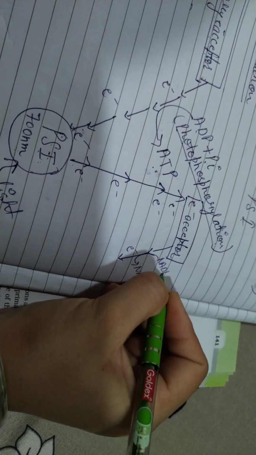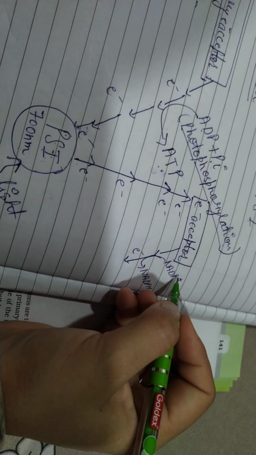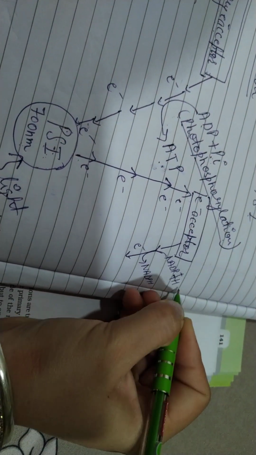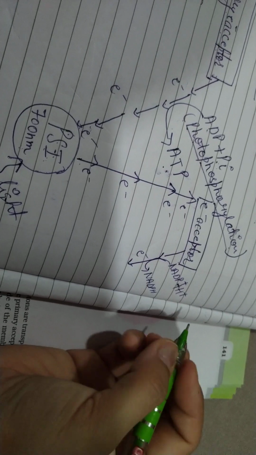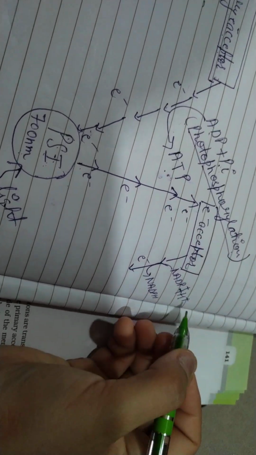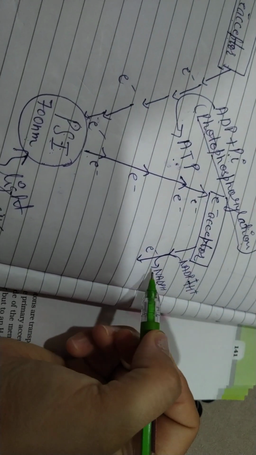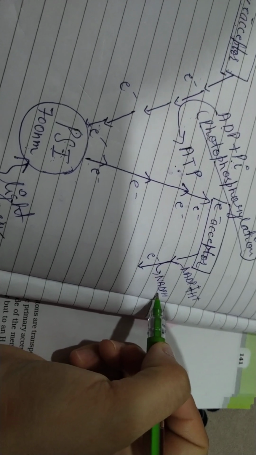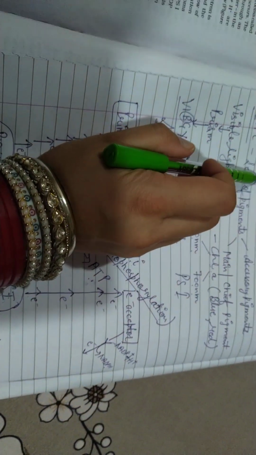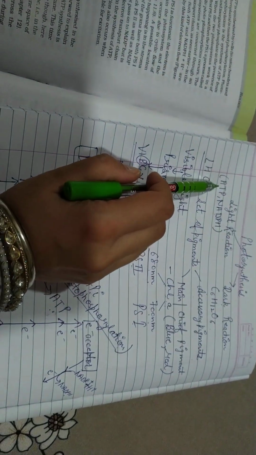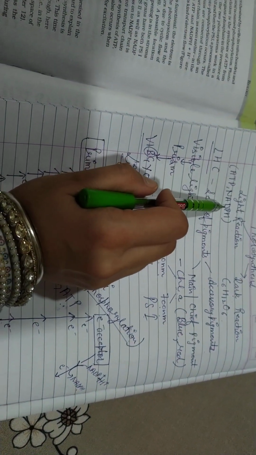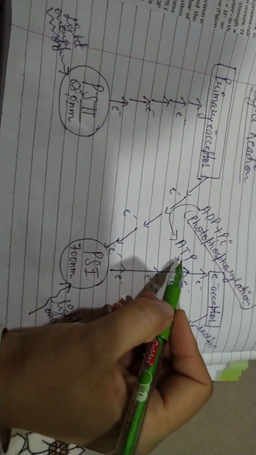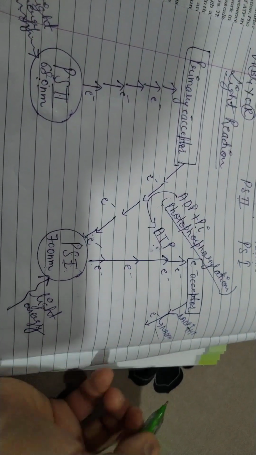We have NADP positive. This NADP positive will accept the protons or hydrogen ions, and it will be converted into NADPH. So the main motive of the light reaction was to synthesize ATP and NADPH, and here you have formed ATP as well as NADPH.